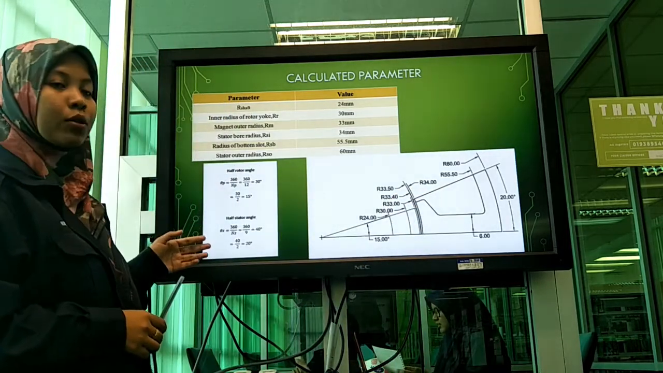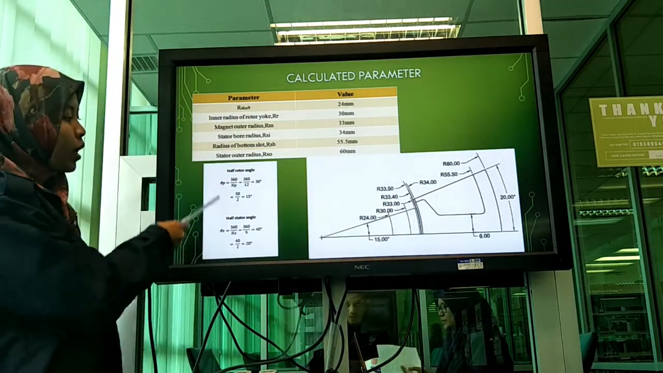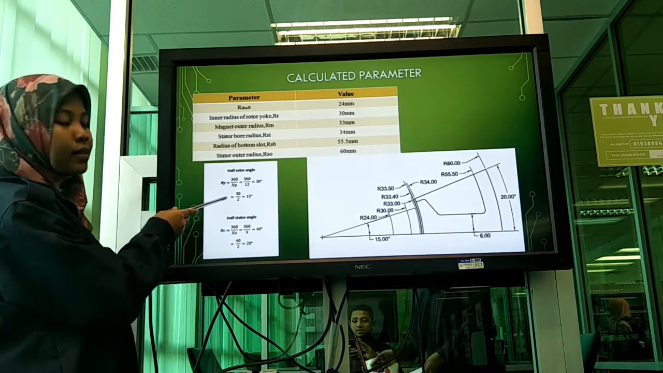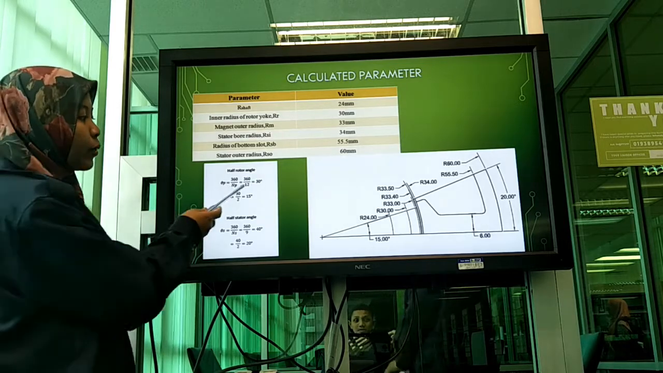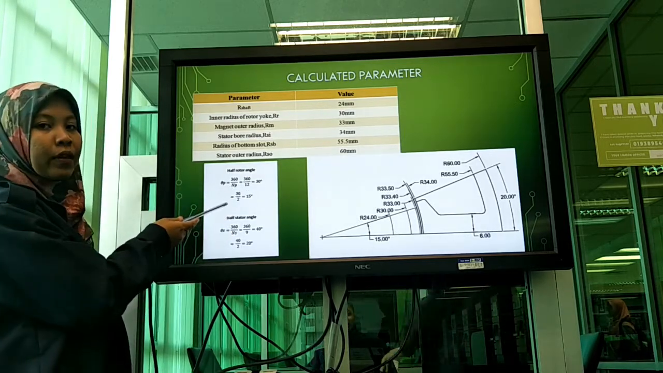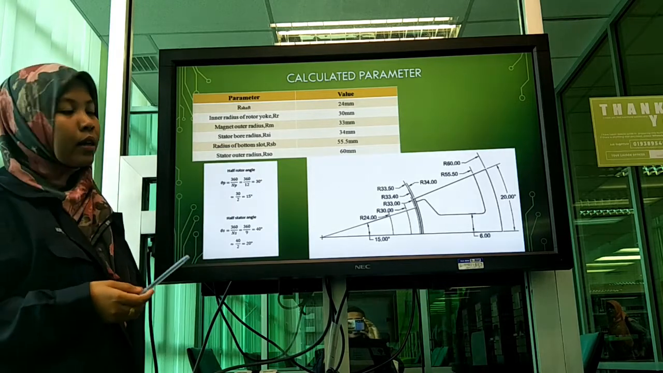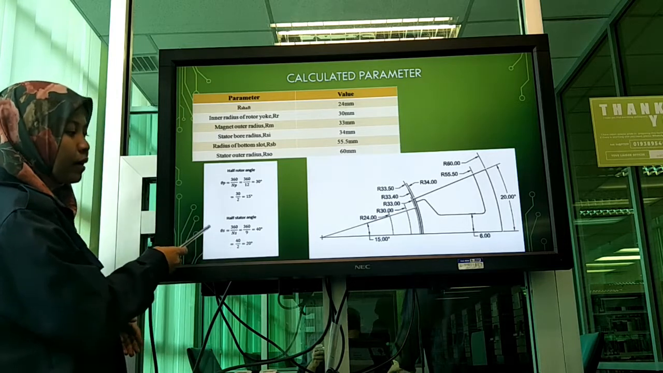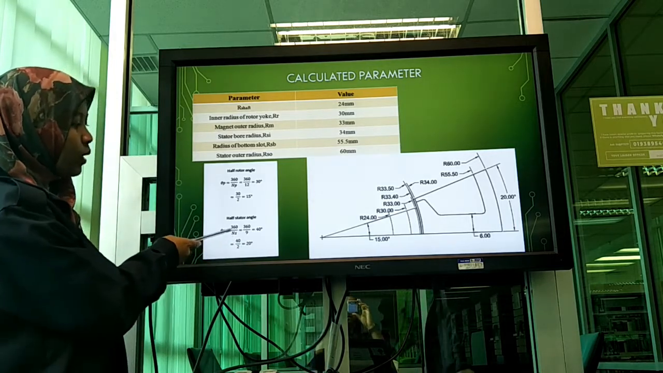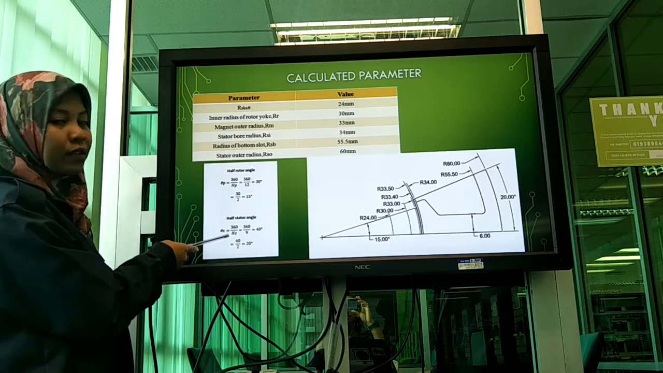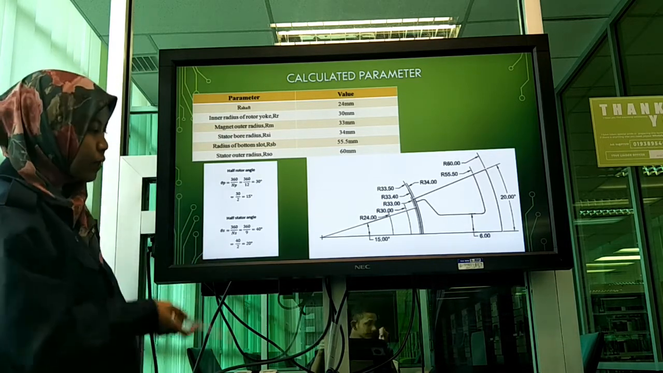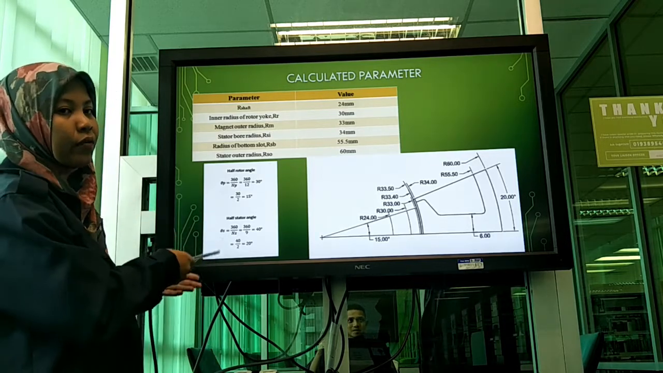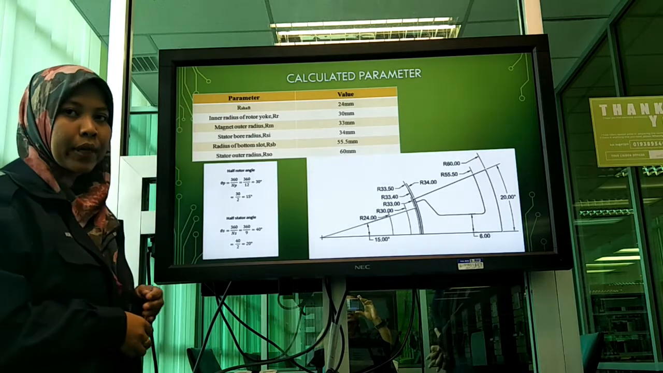To calculate the half rotor angle, we use the formula 360 divided by the number of poles, then we get 30. The reason why we divide by 2 is because this drawing is drawn as a half drawing. Same for the half stator angle, we take 360 divided by the number of slots, and we get 40. Then in the same case, we need to divide by 2, and the answer is 20 degrees.